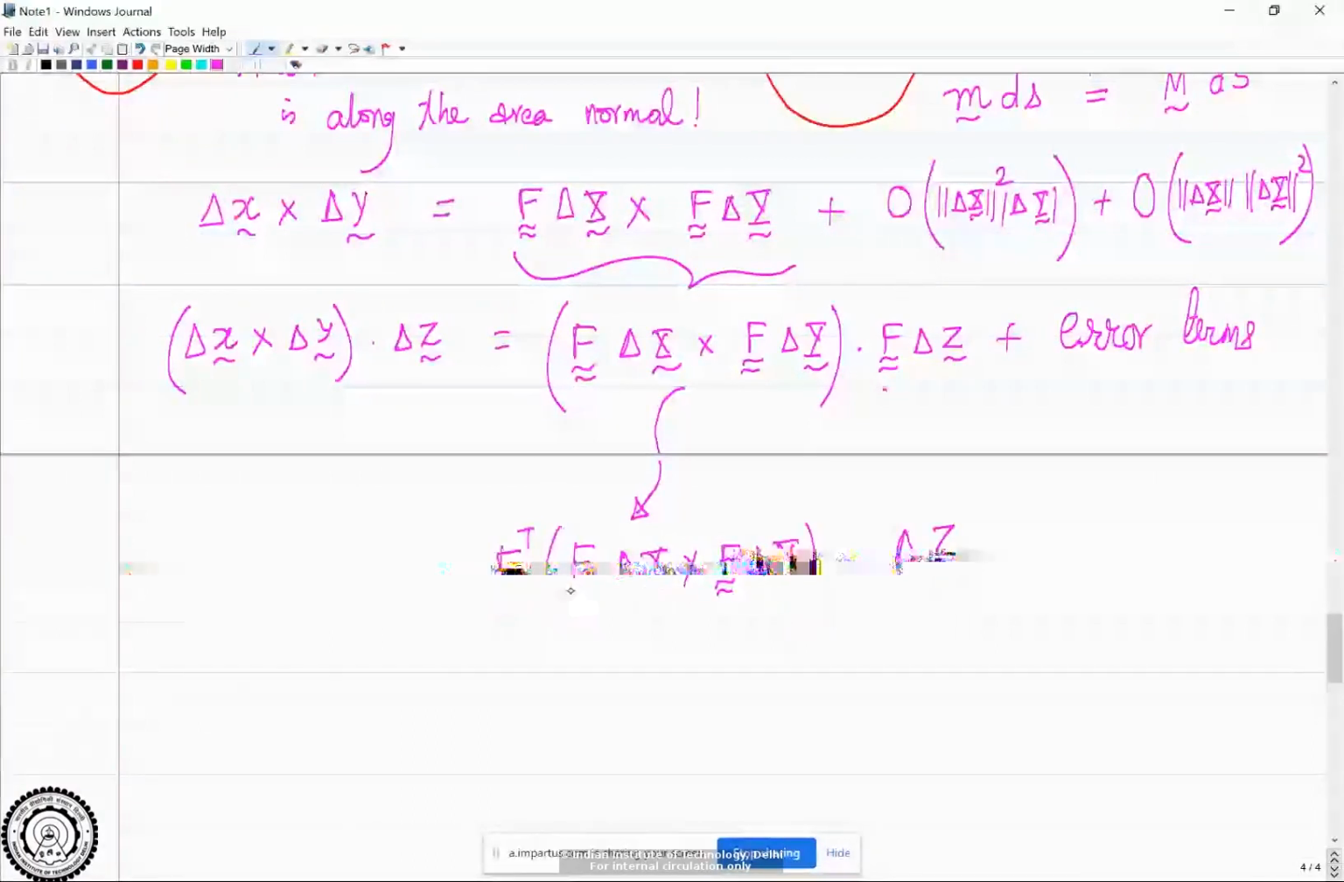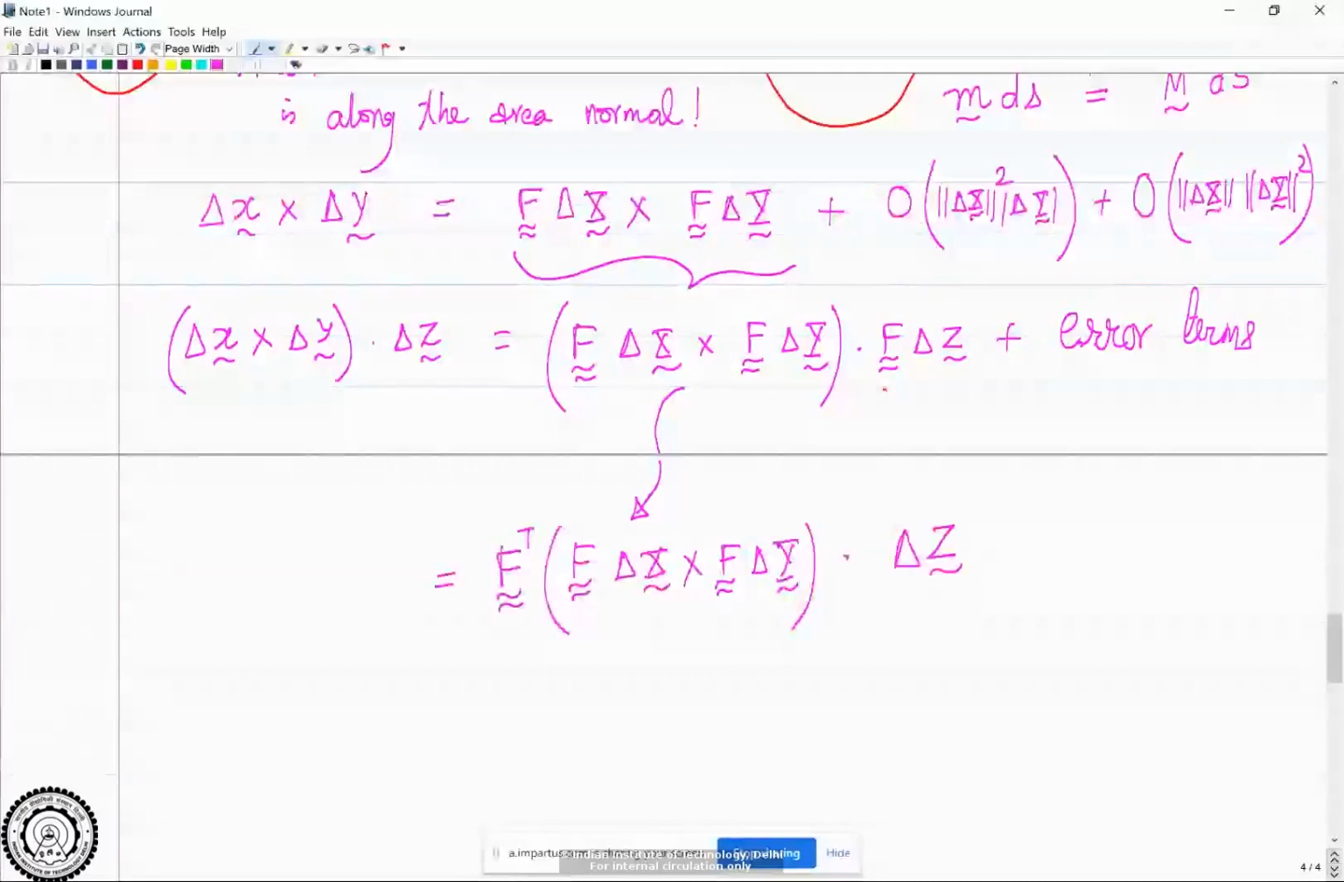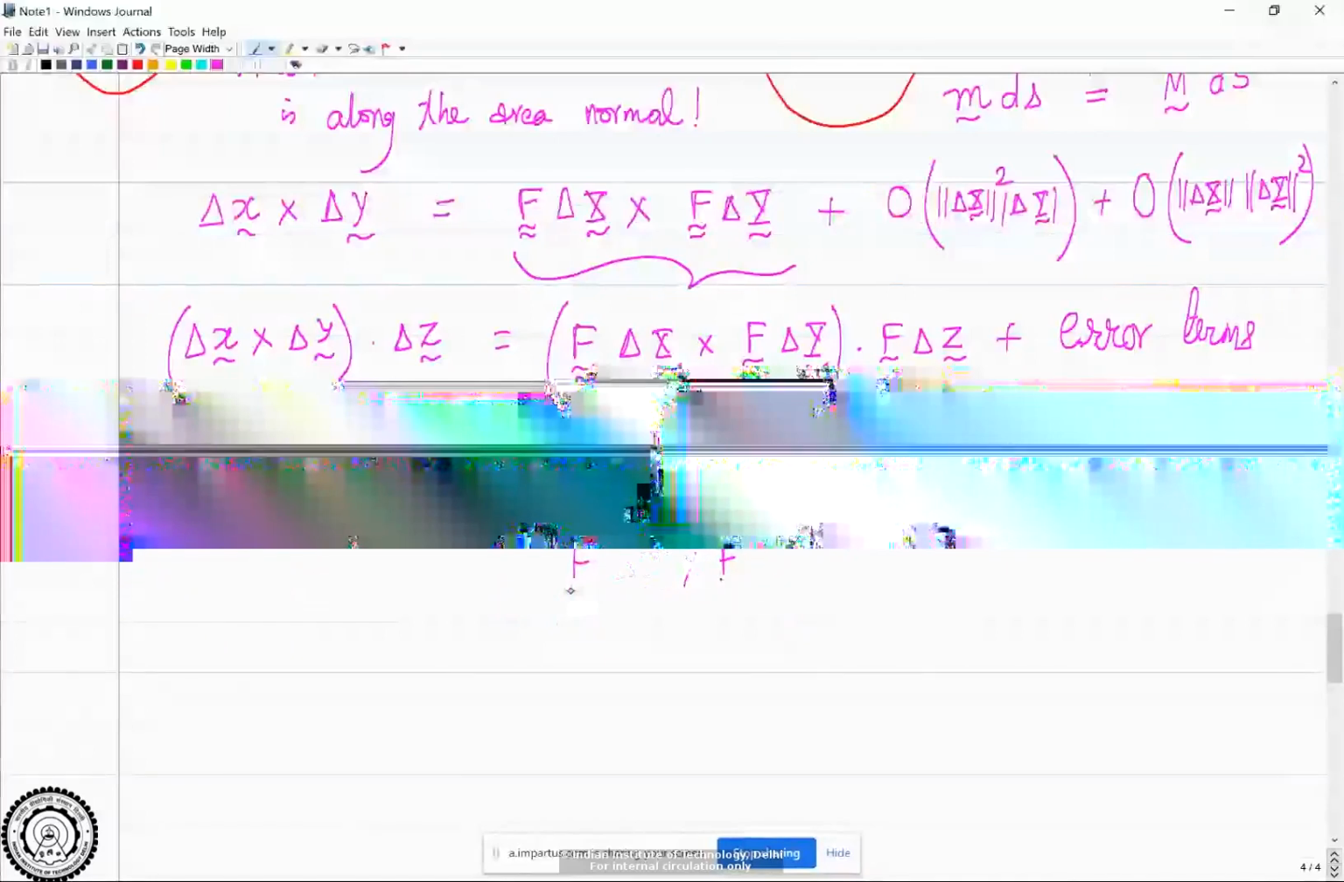But on the left hand side, we just learned this is also equal to determinant of F into capital X cross product delta capital Y dot with delta capital Z. Isn't it? Just learned this.